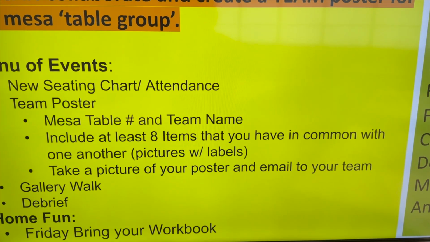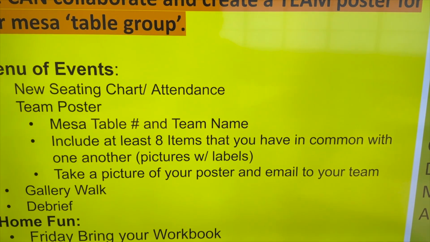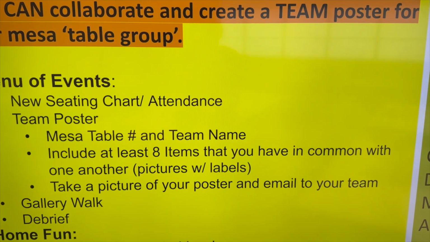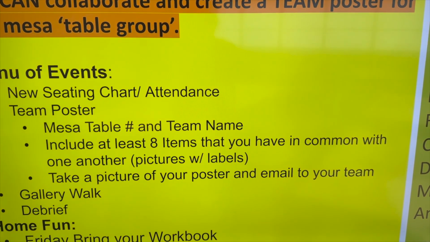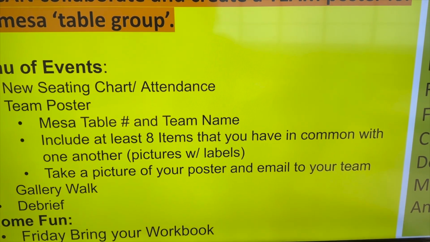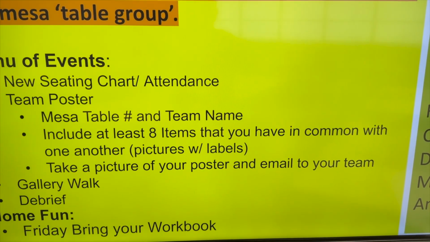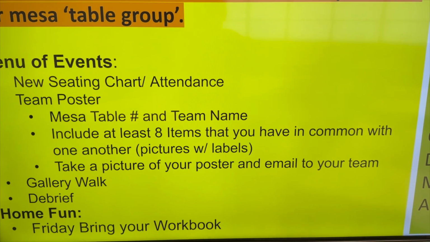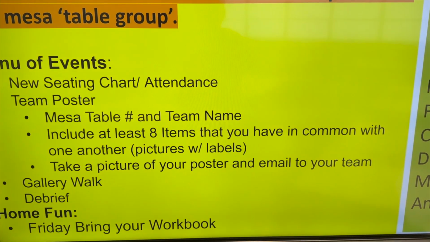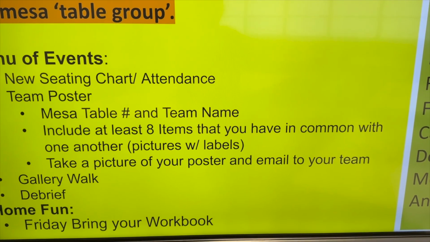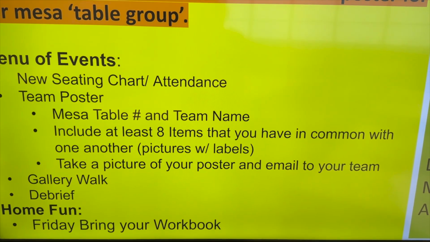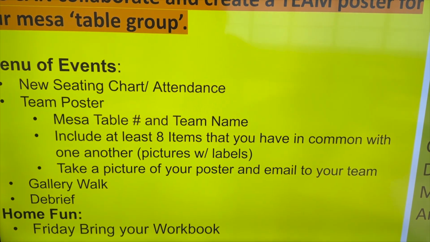So I pretty much just give them a task: just create a team poster. On that poster, it needs to include your table number and your team name, and include at least 8 items that you have in common with each other. You can use pictures with labels, and then at the very end, we'll have each team take a picture next to their poster, and then they'll email it to their team members. And actually, we're going to maybe include this as a part of their story later.